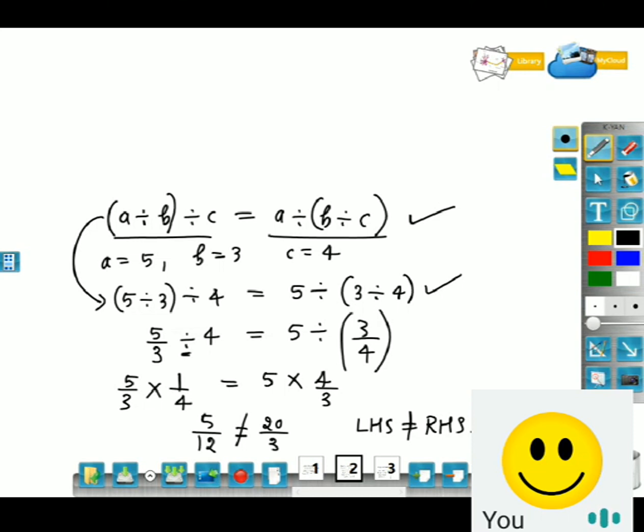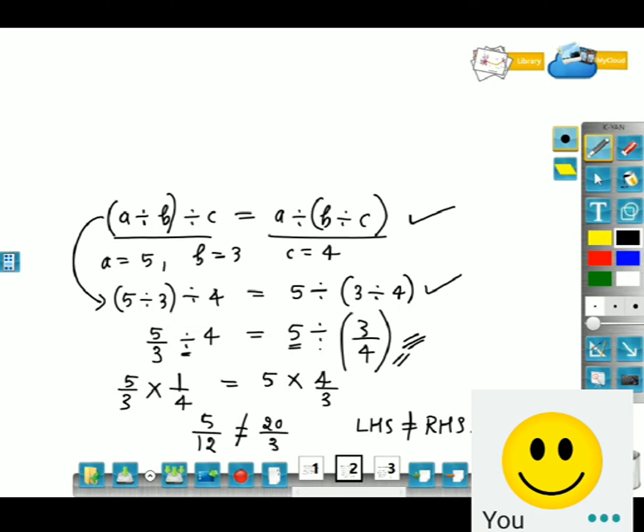Okay. After that, 5 divided by 3 is nothing but 5 by 3, divided by 4, is equal to, here 5 divided by 3 by 4, they are in the bracket, that we need to divide first. 3 by 4 is nothing but 3 divided by 4. Okay, so now we know that 5 divided by 5 by 3 divided by 4 is equal to 5 divided by 3 by 4.